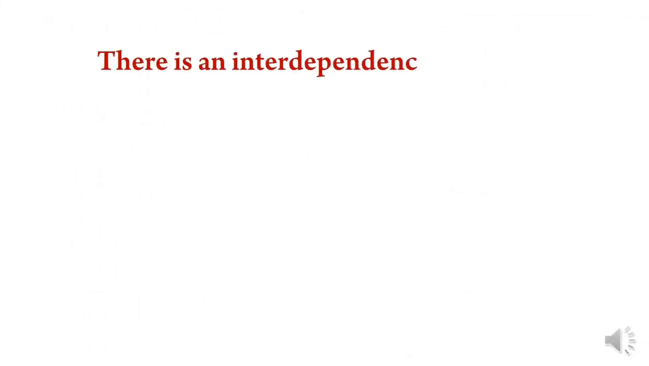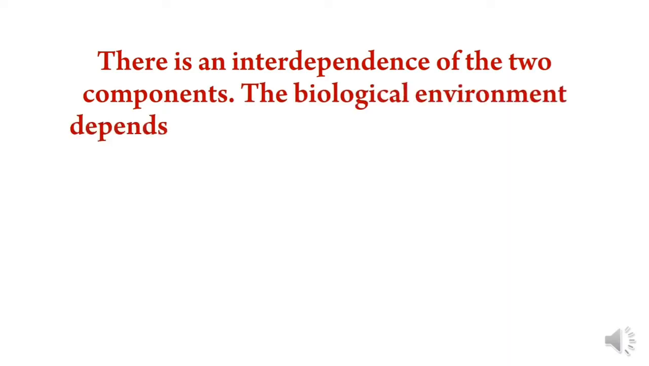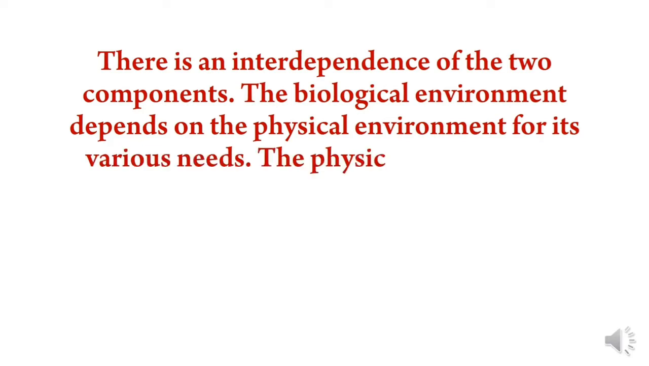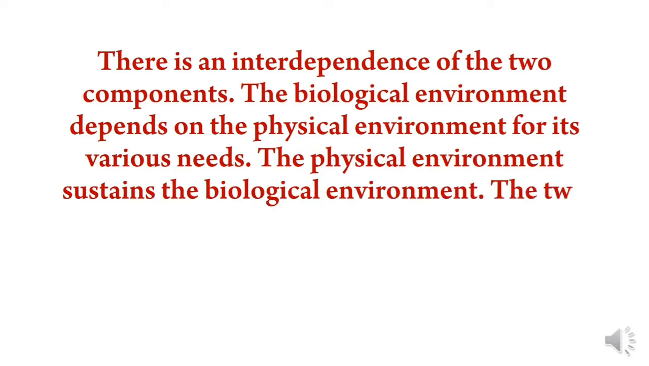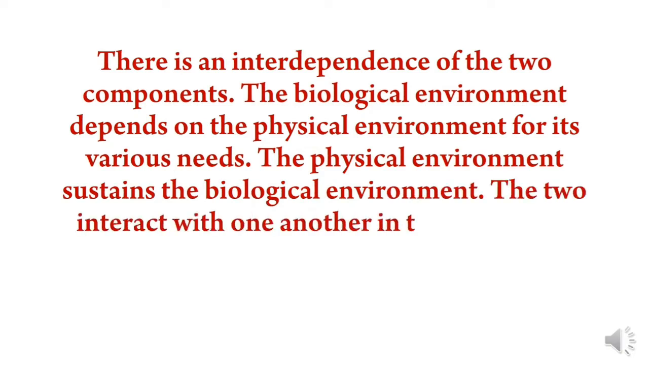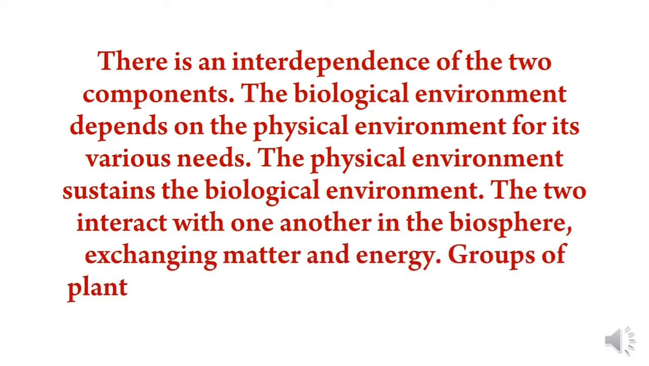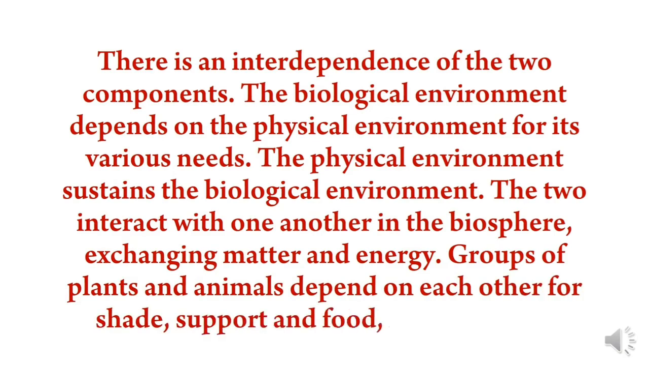There is an interdependence of the two components. The biological environment depends on the physical environment for its various needs. The physical environment sustains the biological environment. The two interact with one another in the biosphere, exchanging matter and energy. Groups of plants and animals depend on each other for shade, support, and food requirements.